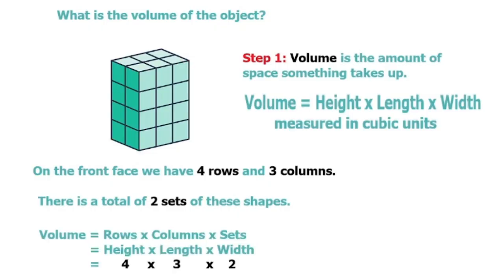So the volume is the rows times the columns times the number of sets, which equals the height times the length times the width. So the height is 4. It's 4 blocks high. The length is 3. It has a length of 3 blocks, and there's 2 sets. It goes like that, the width. 2 sets of blocks here. So when you multiply all those together, you get 24 cubic units. And that's the volume of the object.